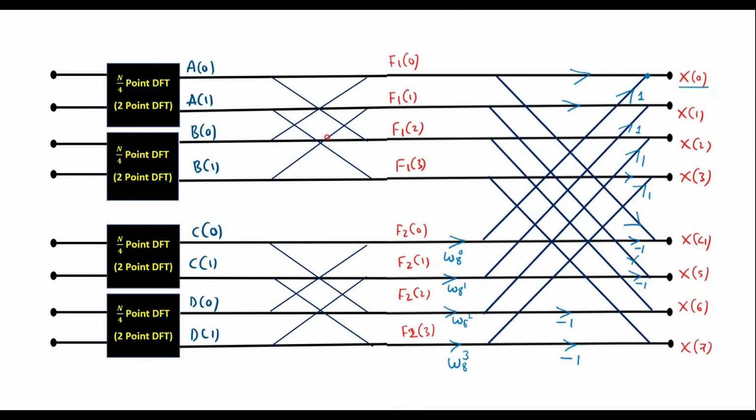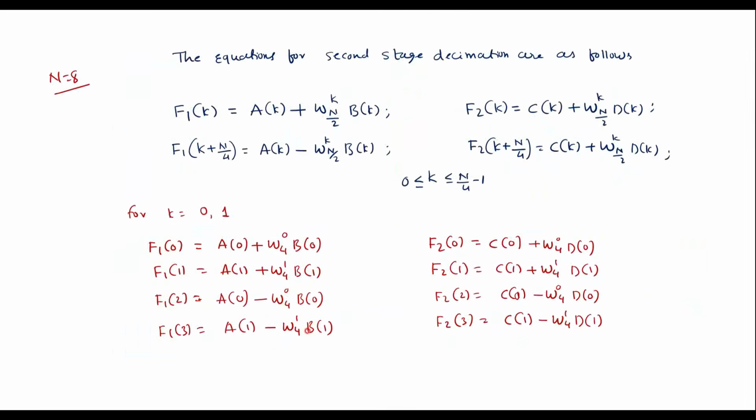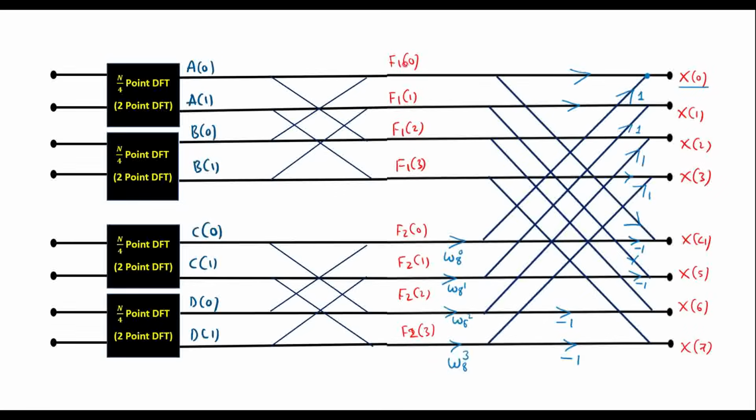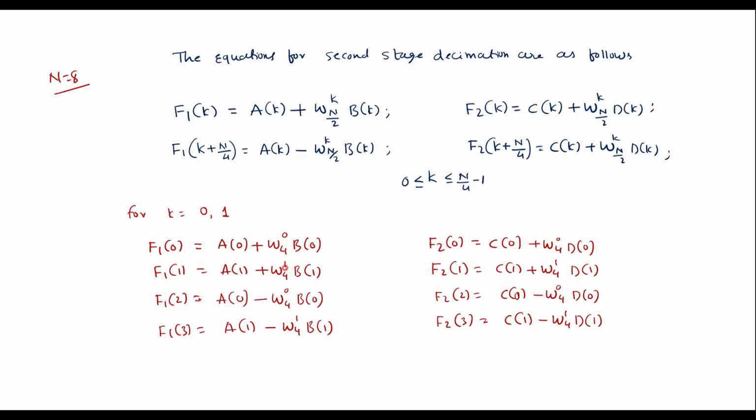So this is the signal flow graph after second stage decimation. That is, f1 of 0 is the output, which is equal to a of 0 plus w4 power 0 b of 0. So this is f1 of 0, which is equal to a of 0 plus w4 of 0. Here the twiddle factor is w4 of 0, which is multiplied with b of 0. w4 of 0 will be 1.